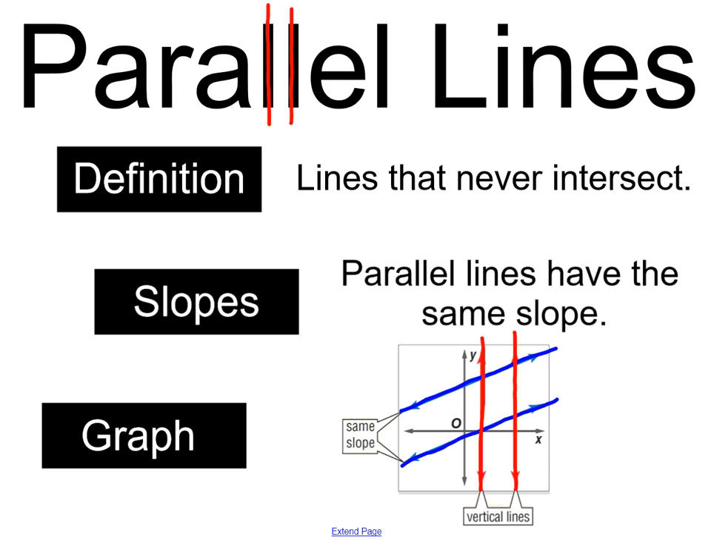When we think about parallel lines, we want to be thinking that parallel lines have the same slope. That's our key for parallel lines. They have to have the same slope.